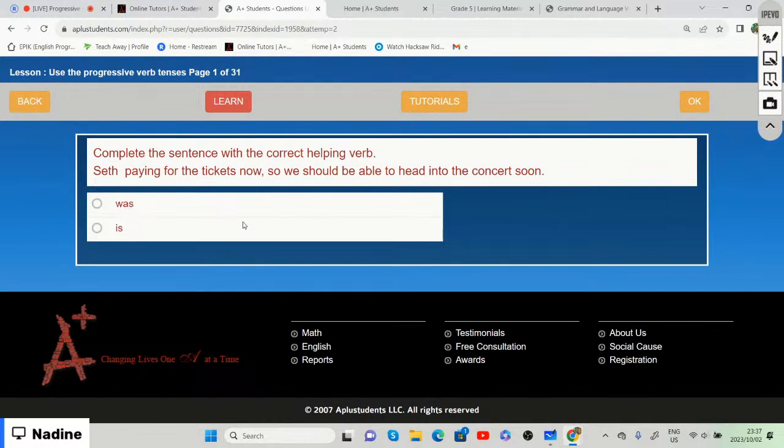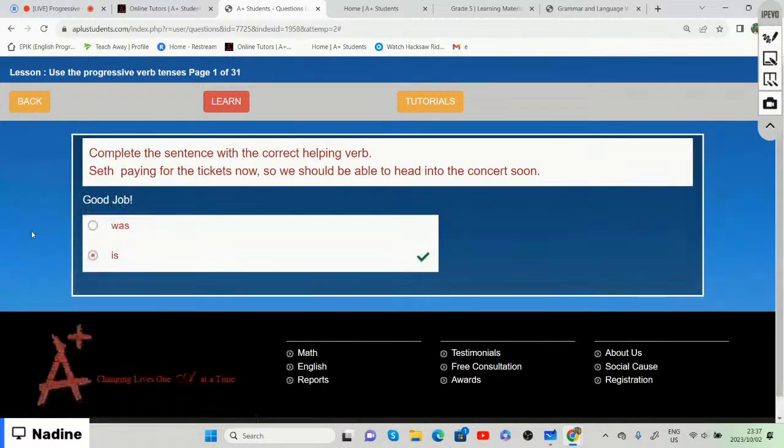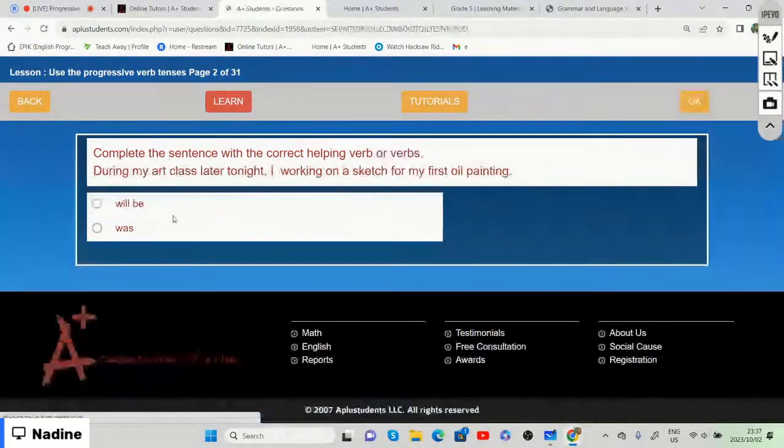All right, so if we choose the correct helping verb, then we will choose is, because is shows the present. It's happening in the present. It's the present progressive tense. It is happening now, which means that Seth is paying for the tickets now, so we should be able to head into the concert soon. Was shows that it is in the past.